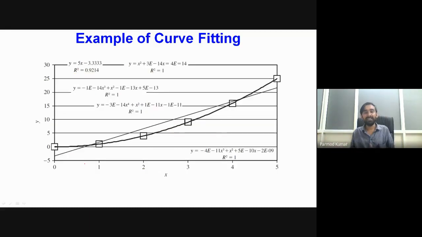Okay. And another example is also shown over here. In this example, we have a data set. This line represents the linear fit, and these lines are superimposed lines: first for second order polynomial, then third order polynomial, and then fourth order polynomial. You can see that the second, third, and fourth order polynomials all coincide on a single line, and the corresponding r square values for all are equal to 1, whereas for linear it was 0.92.